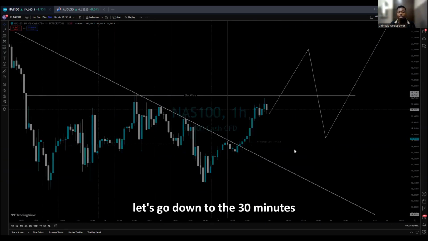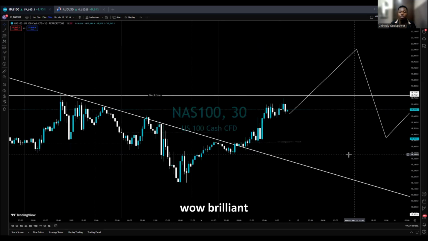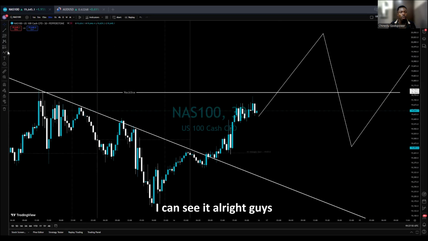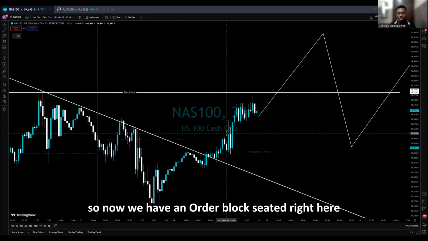Let's go down to the 30 minutes. Wow, brilliant. We can see this big engulfing candle right here. I can see it. All right, guys. So now we have an order block seated right here.